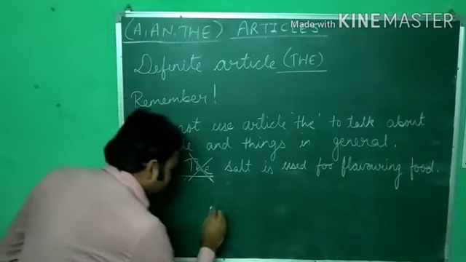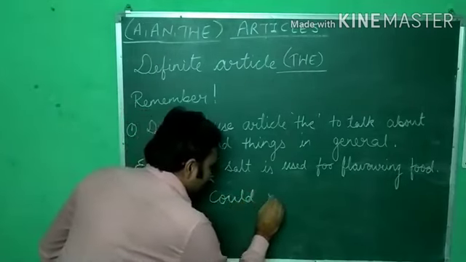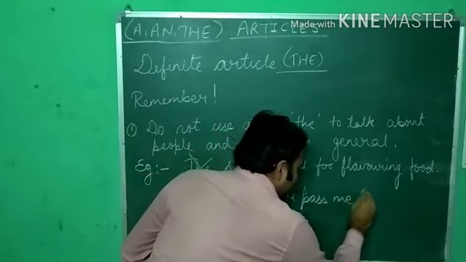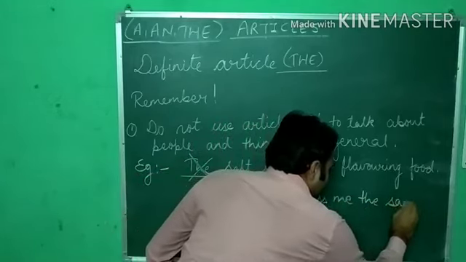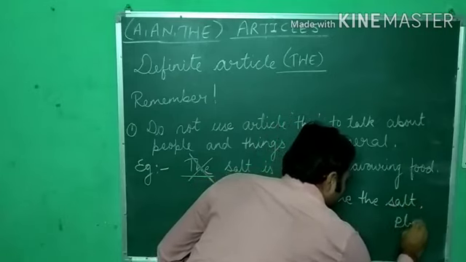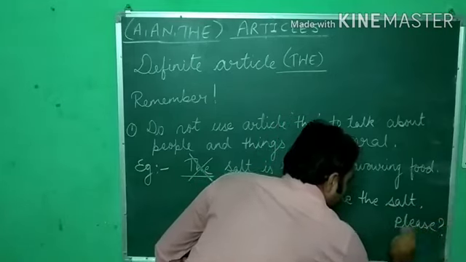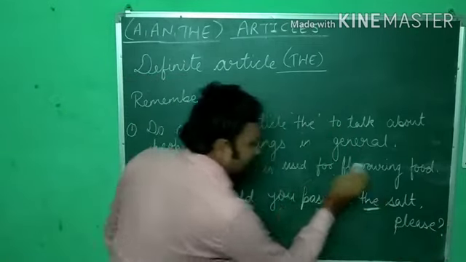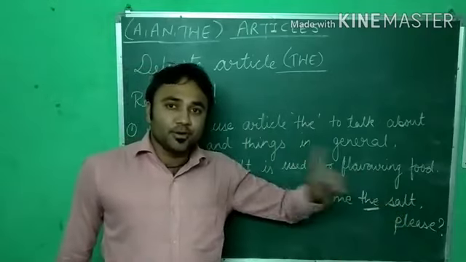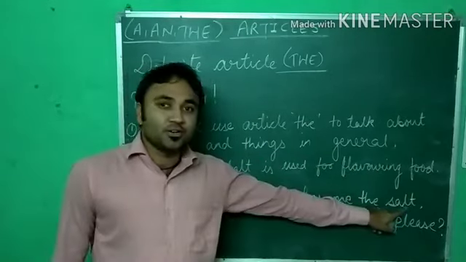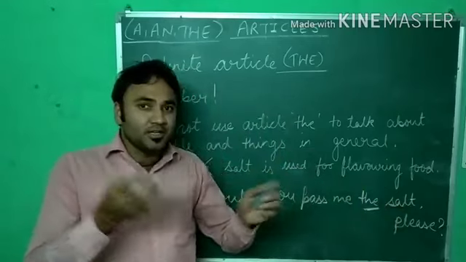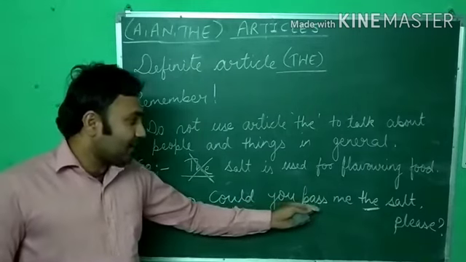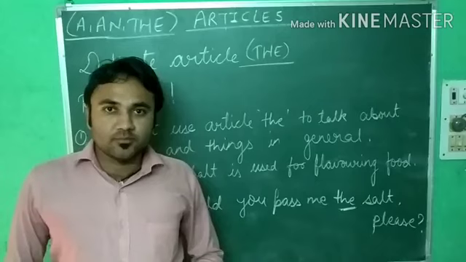For example, could you pass me the salt, please? Here in this example you have written the article before salt because you are talking about the particular salt which is kept before you on the table. Hence, you are asking for passing the salt which is kept before you.